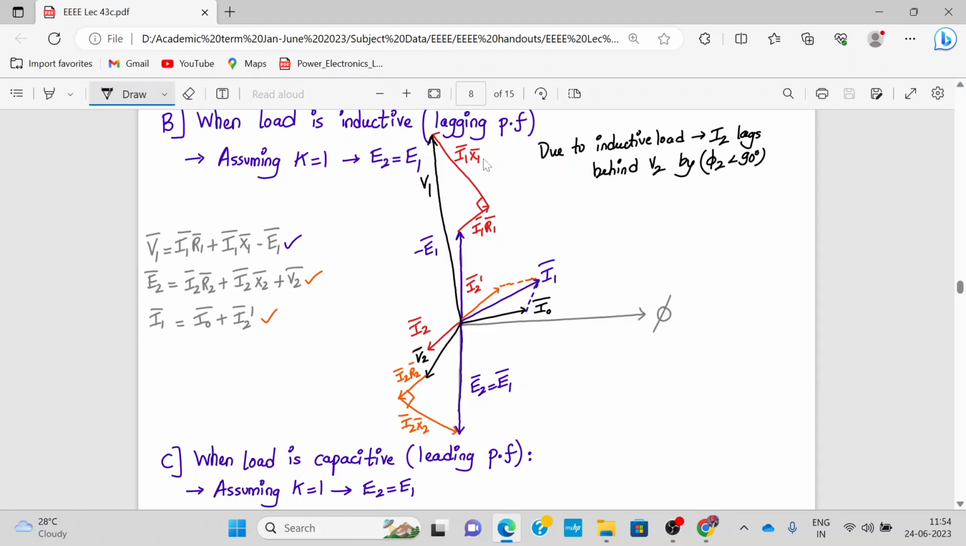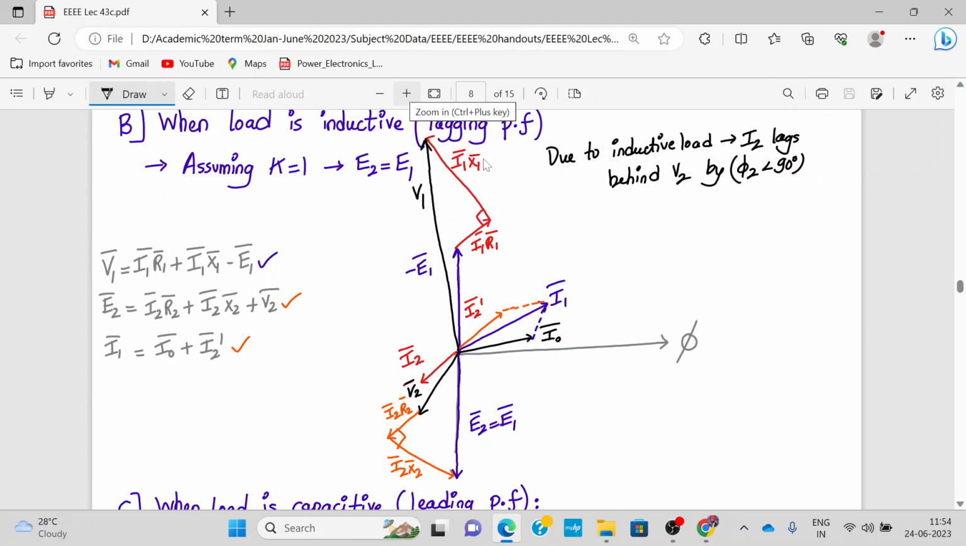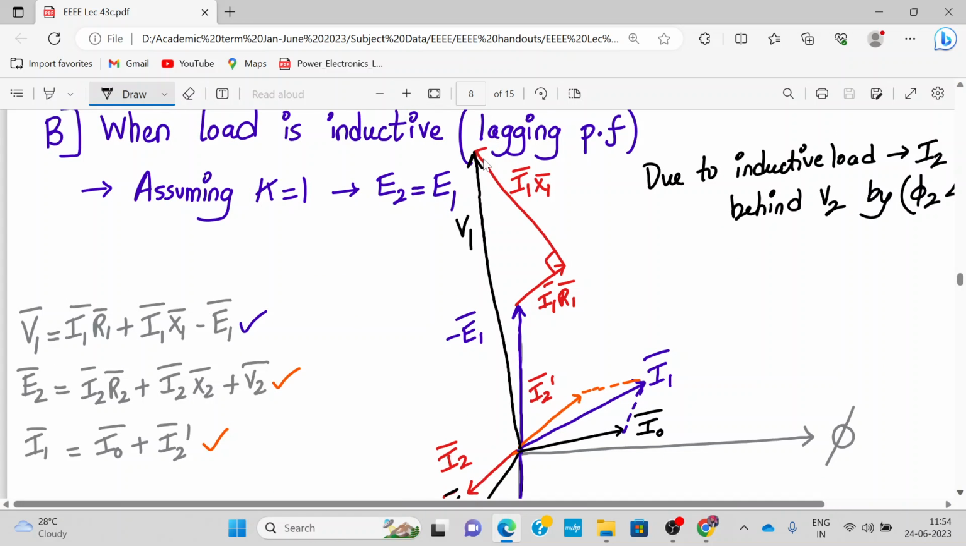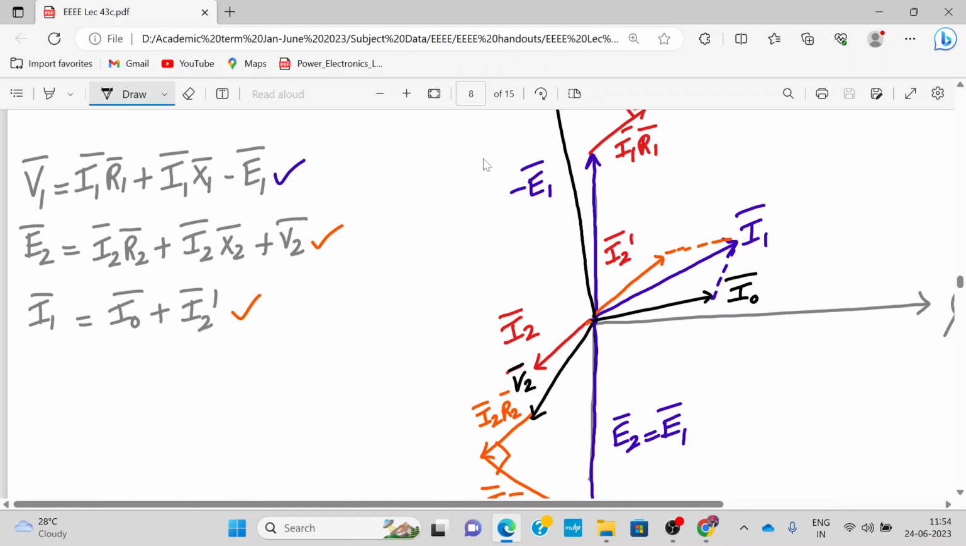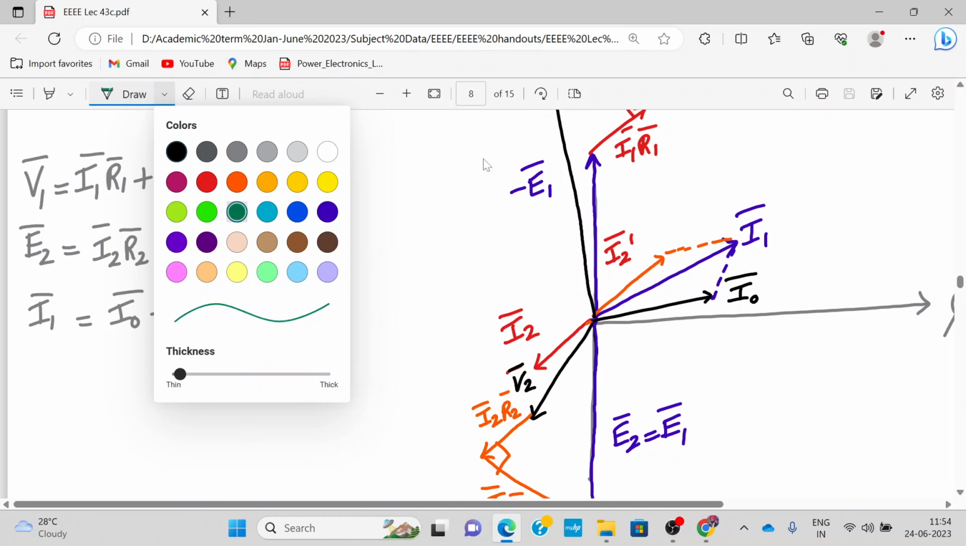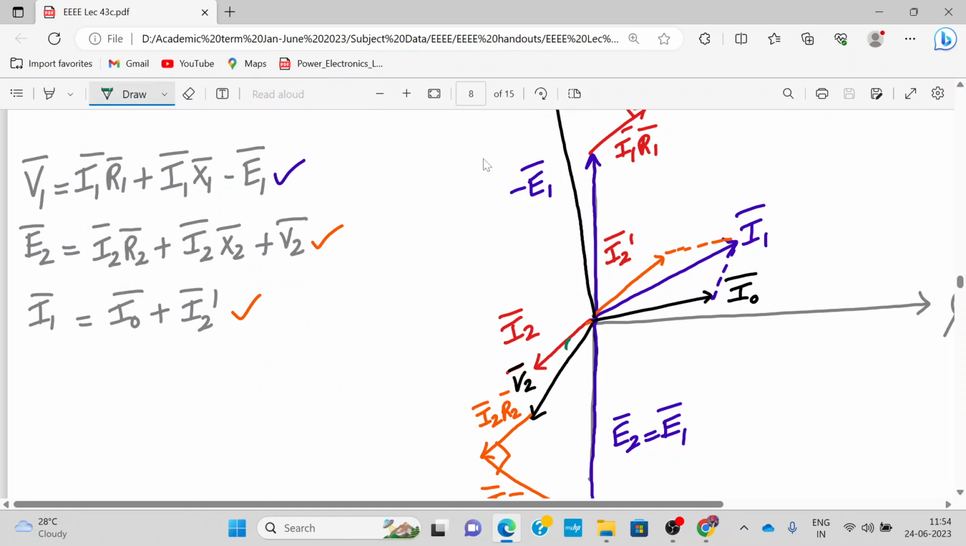Let me minimize it and show it to you. Yeah, this is the complete picture. The only difference was I2 and V2 had a phase difference of phi 2, which is I2 lagging behind the voltage V2. Let me draw the phase angles. So there is a phase angle phi 2 between I2 and V2.